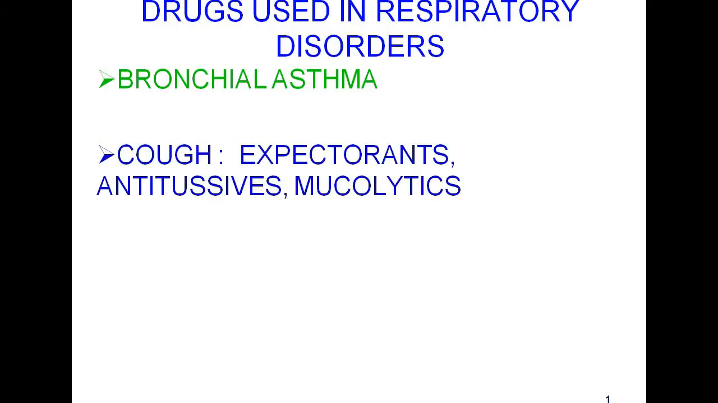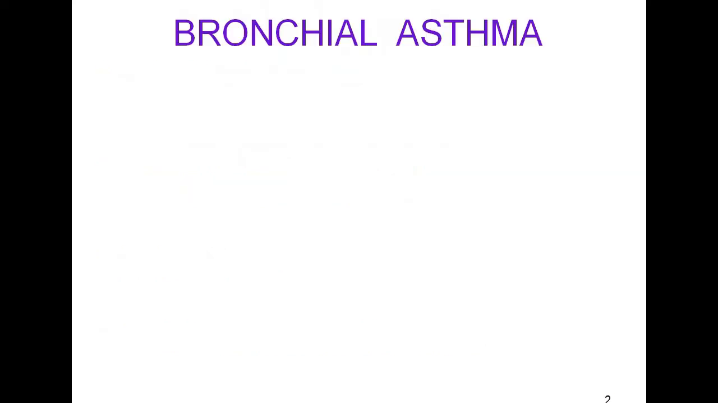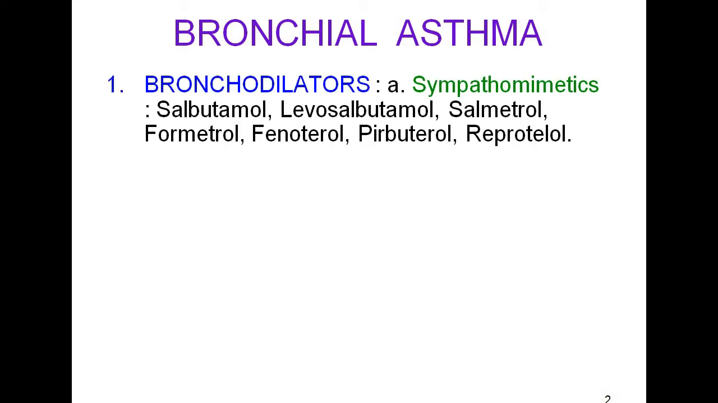So we will be talking about drugs used in the treatment of bronchial asthma, drugs used in the treatment of cough, namely expectorants, antitussives and mucolytics, and analeptics, that is respiratory stimulants, and pulmonary surfactants. Bronchial asthma is described as hyper-responsiveness of the tracheobronchial tree to a variety of stimulants. It is reversible airway obstruction.